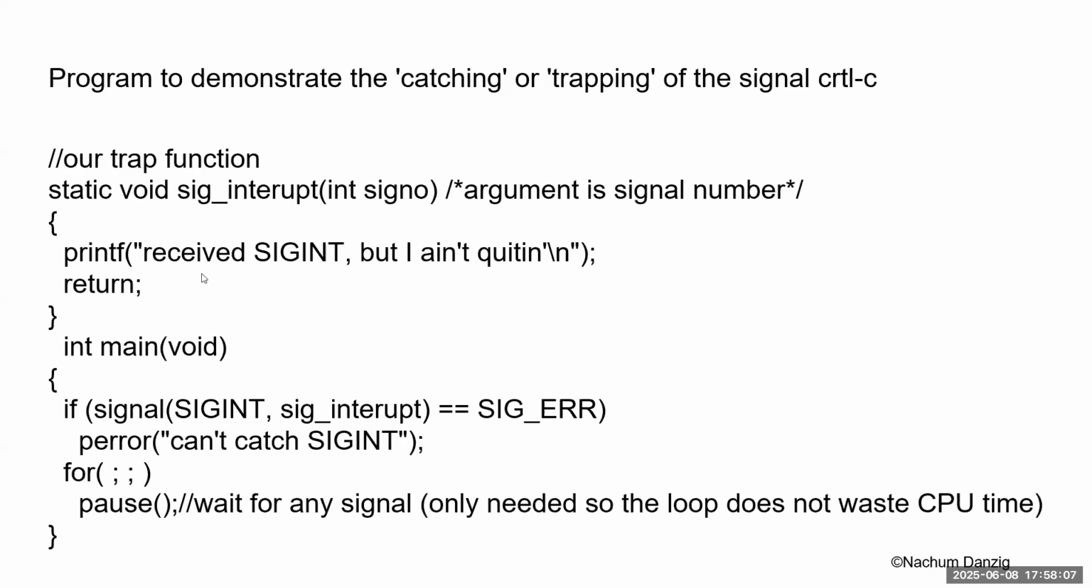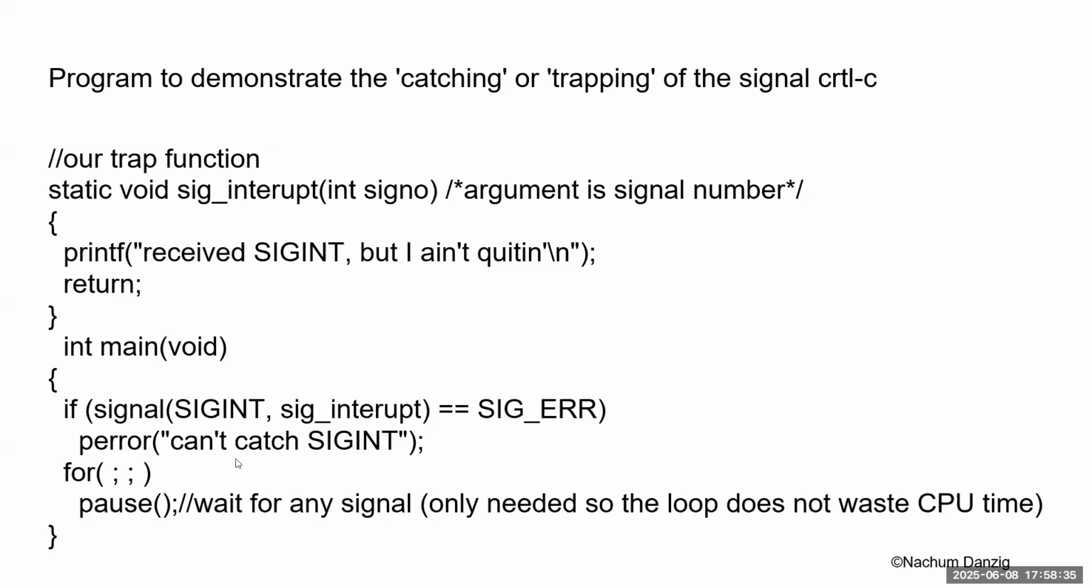Here's another example with SIGINT. Here, sigint is the name of the function, but here I do signal SIGINT. If SIGINT should occur, do the function sigint. Now Control-C will normally send me a SIGINT and kill my program. But now if I do Control-C, it'll run this function, and it'll write receive SIGINT, but I ain't quitting, and return.